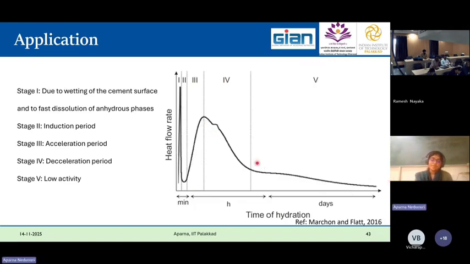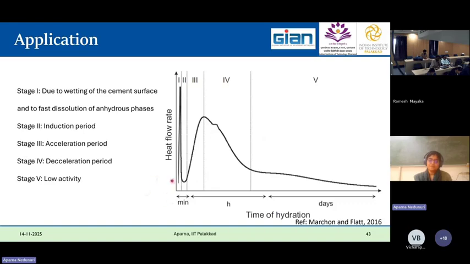The decrease in heat flow rate doesn't mean that the reaction has stopped. Now the reaction of the sample is happening at a slower rate. Over here, a higher increase in heat flow rate says that the sample has reacted at a higher rate. So initially, when you have OPC with water, the surface of OPC will get wet.